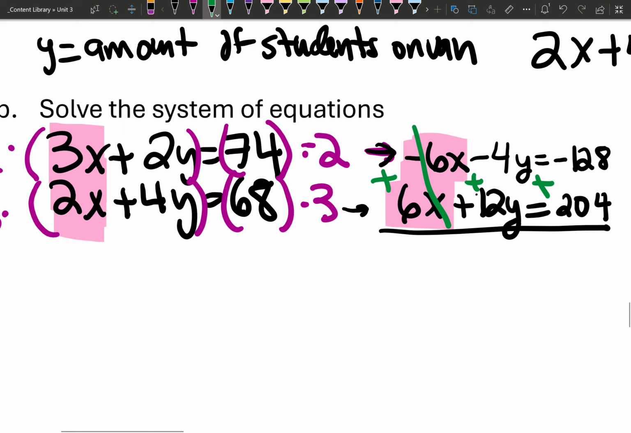Alright. Negative 4 plus 12 is 8y. Negative 128 plus 204 is 76.